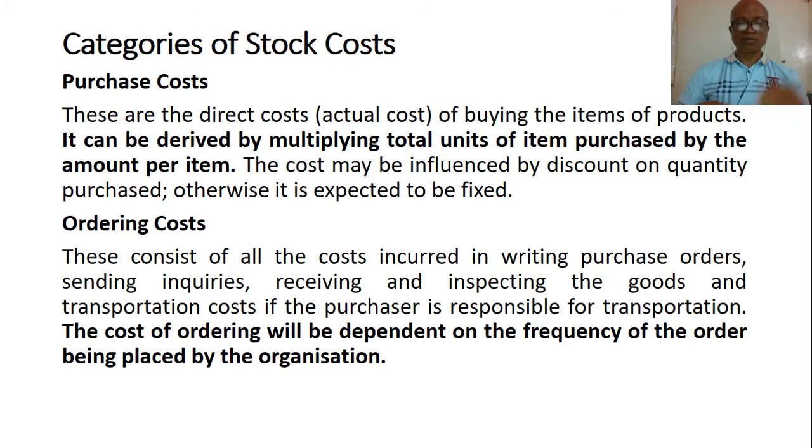You have to make telephone calls. You have to at times maybe even visit the place, for you to know and ascertain the type of product that they are bringing to the organization. So that's ordering. At the end of the day, if you have to also spend money on transportation, then you also have to factor that in as part of the ordering cost. So the cost of ordering will be dependent on the frequency of the order being placed by the organization, and that is very correct.